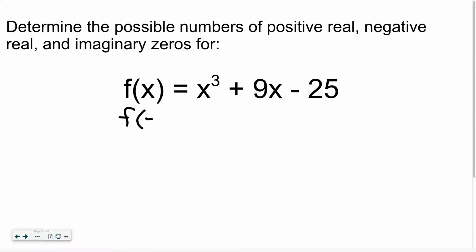Okay, let's do f of negative x. Will the first term change signs? Yeah, because it's x cubed. It's got an odd exponent, so it's going to be negative x cubed. Will the second term change signs? Yeah, it'll be negative 9x, and then this one will be minus 25. It doesn't have an x, so it won't change signs.